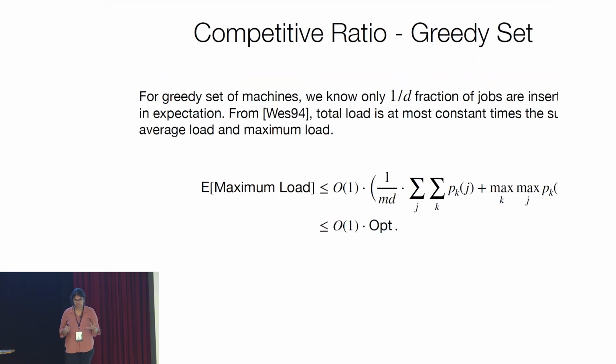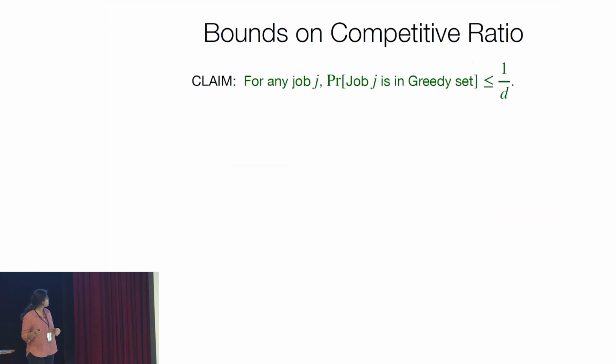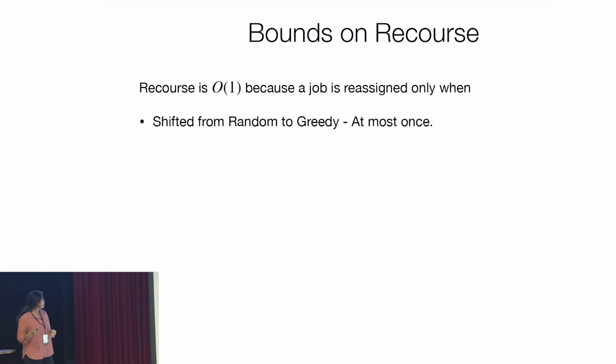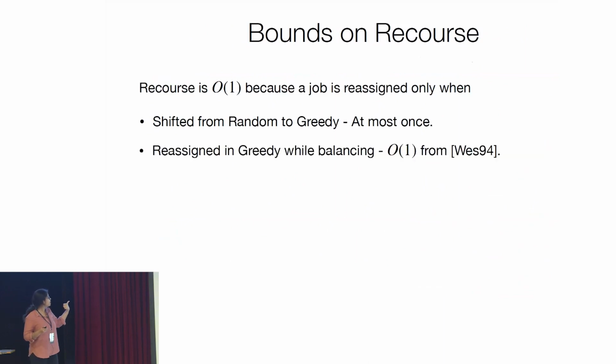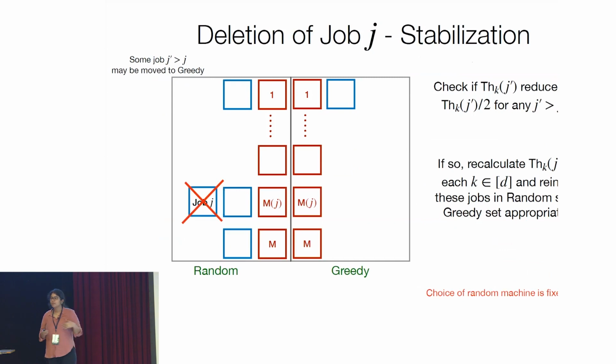I'll stop here for a bit. So we said inside greedy, while rebalancing, this recourse is going to be constant. But I'm not actually doing any reassignment inside the random part. I may actually reinsert the job into random, but it always goes to the same machine. If it was going to a different machine, then we would have to count that in recourse as well. So we're not doing it.